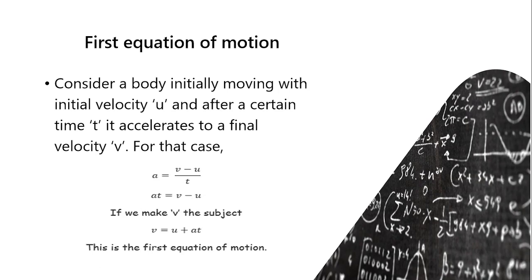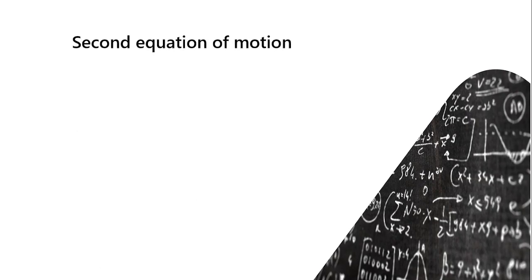So the first equation of motion can be obtained in this way when you are trying to find acceleration by taking the change in velocity over time, that is final velocity minus initial velocity over time taken. So that's clear. That's the first equation of motion. Moving on, the second equation of motion.